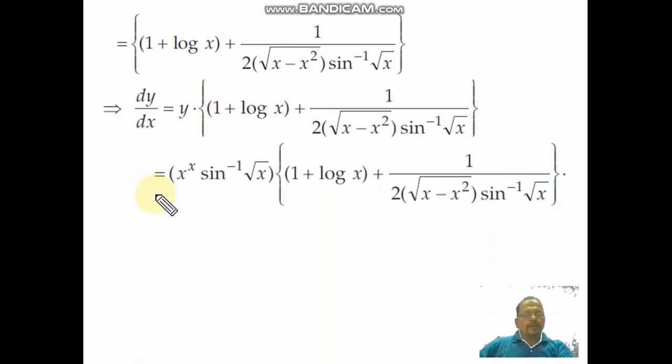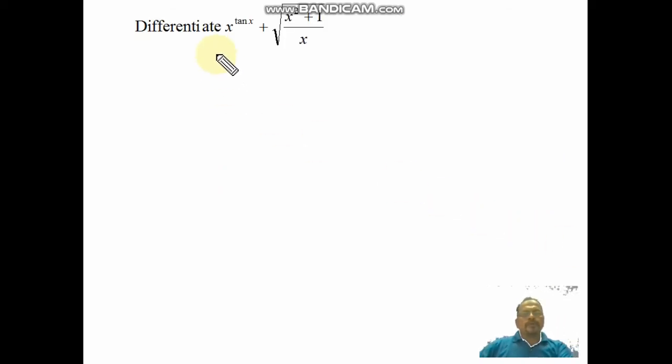And finally the answer is dy by dx is equal to x raised to x sin inverse root x into 1 plus log x plus 1 upon 2 under root x minus x square outside of root sin inverse root x. Problem is differentiate x raised to tan x plus under root of x square plus 1 upon x.